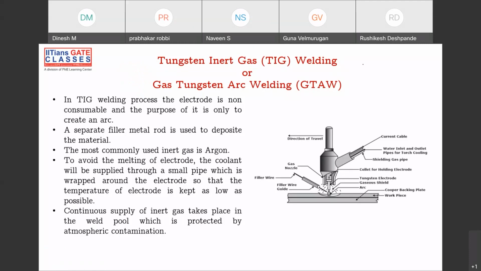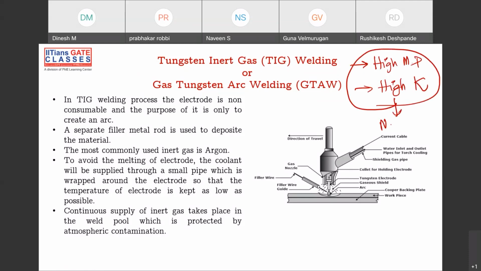I told you already, the properties of the electrode should be: it should have a high melting point, and it should have high thermal conductivity K. And these two are useful for a non-consumable electrode. Non-consumable, in the sense that the electrode will not be consumed during the welding. The materials for this are graphite, tungsten, all the things we have seen. So we have selected tungsten. Please remember, tungsten inert gas welding is a non-consumable electrode welding, because it cannot get consumed because of its high melting point and high thermal conductivity.